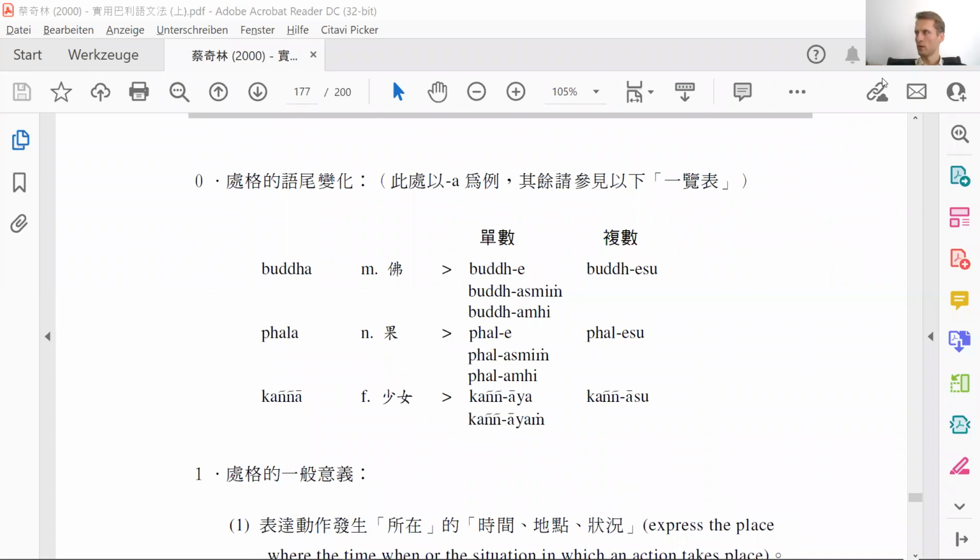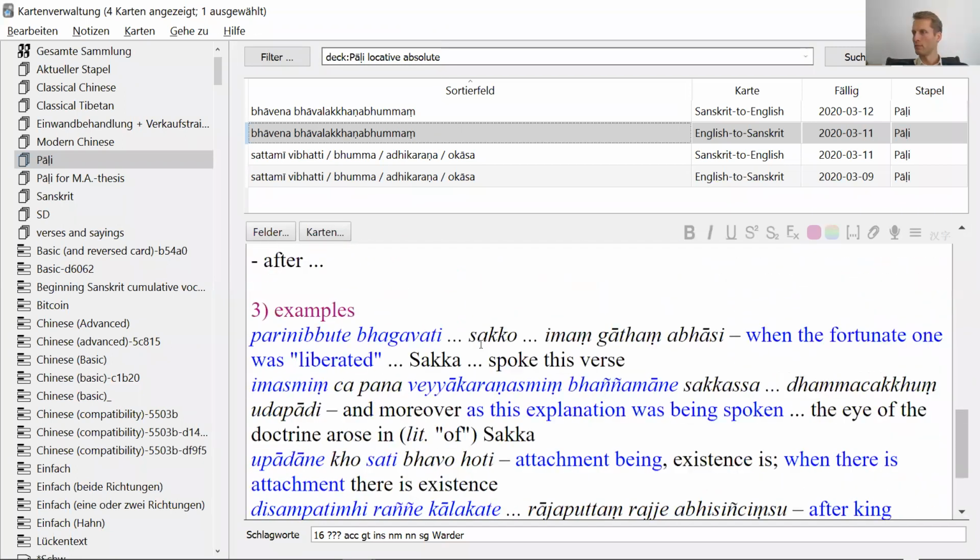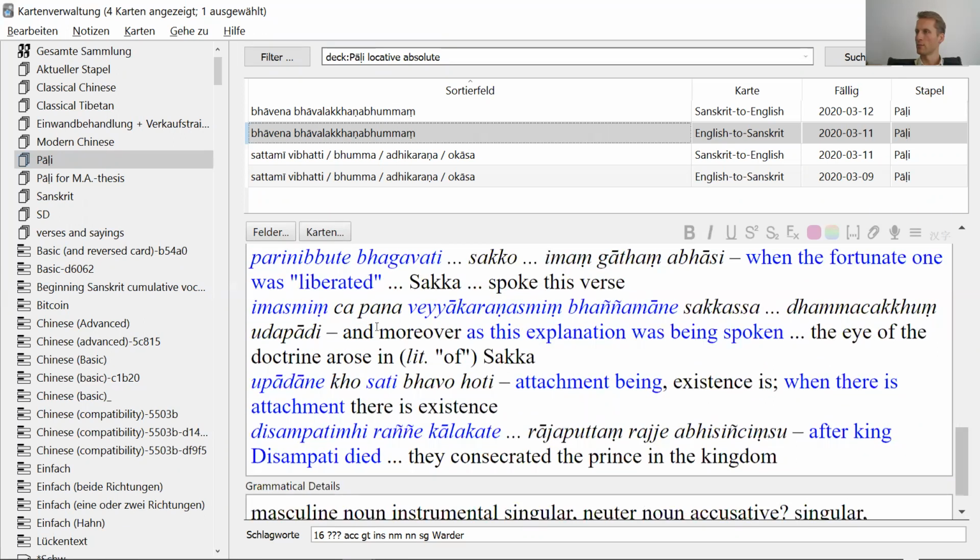Then examples: Parinibbute bhagavati, sakko imam gatham abhasi. When the fortunate one was liberated, Sakka spoke this verse. Imasmim ca veyyakaranasmim bhannamane, and moreover, as this explanation was being spoken, the eye of the doctrine arose in Sakka.